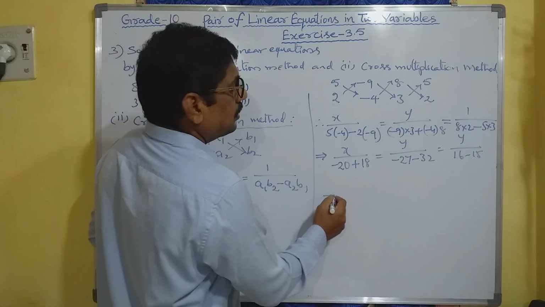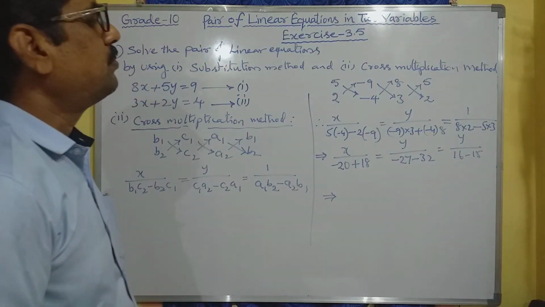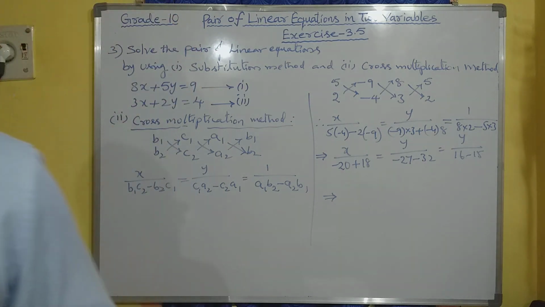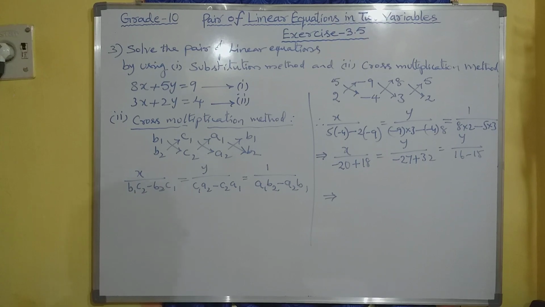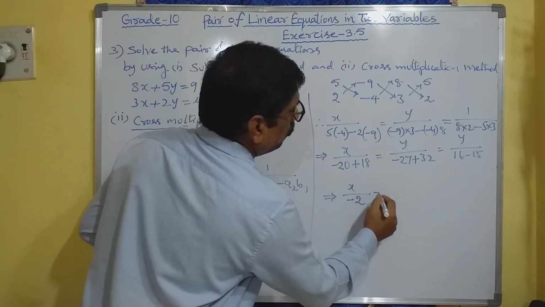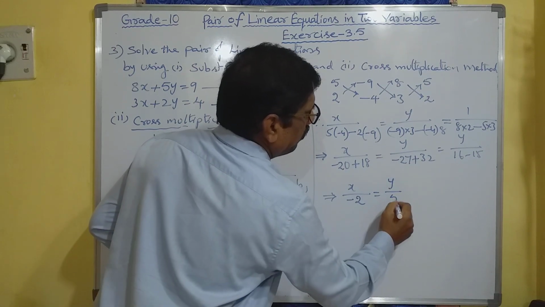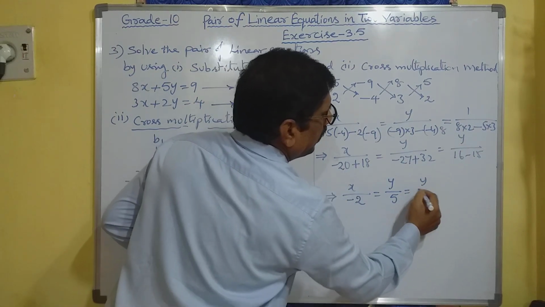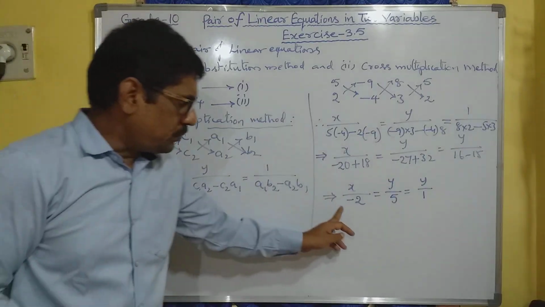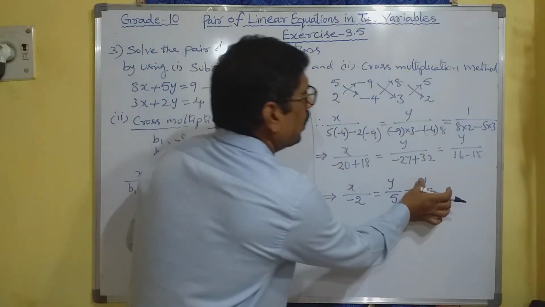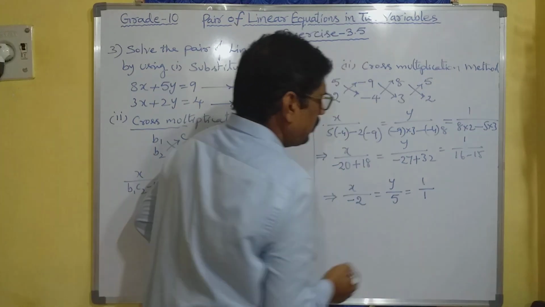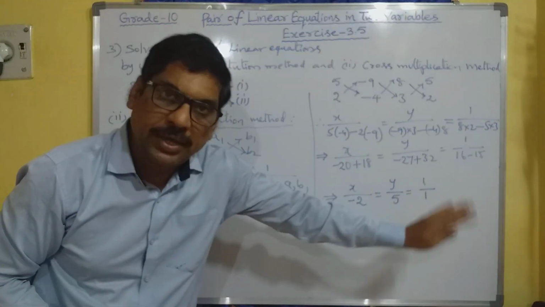Then we get, this implies, x by minus 20 plus 18 is minus 2, y by minus 27 plus 32 is 5, and 1 by 16 minus 15 is 1. Now let us take the first one and last one. Here this value is 1 by 1. Let us equate the first one and last one in order to get the x value.